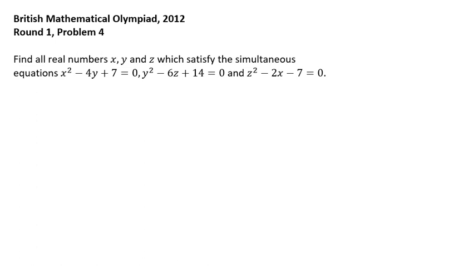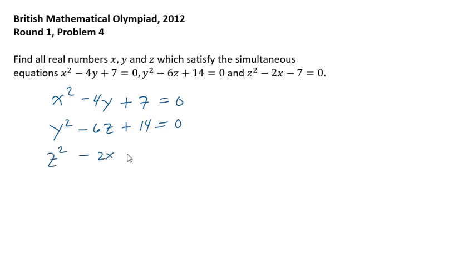Let's solve this system of equations from the British Mathematical Olympiad 2012. We have the equations x squared minus 4y plus 7 equals 0, y squared minus 6z plus 14 equals 0, and z squared minus 2x minus 7 equals 0. And we have to find the values of x, y, and z that will satisfy these equations.